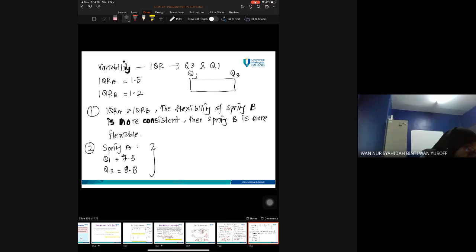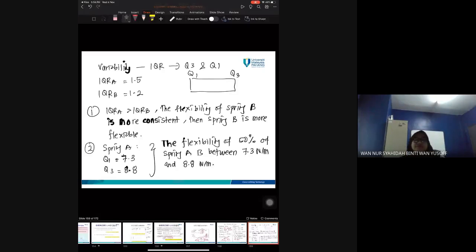Okay, so you can write that 50% of the data, based on the IQR, is also correct.